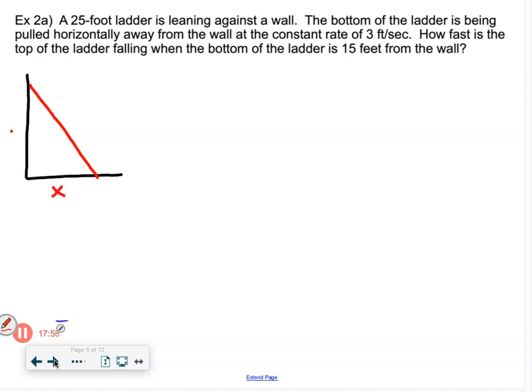Okay, so I'm going to label this x and this y. What do you want to call the ladder? I'm going to call it 25. Now, why am I going to call the ladder 25? Because it's a 25-foot ladder and it's not changing ever. Don't give it a variable name if it's not changing.